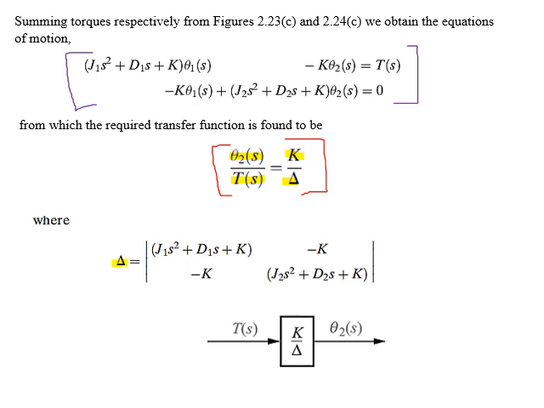This system can be represented in block diagram form, whose input is the externally applied torque T and output is the angular displacement covered by the system, where the transfer function is represented by K over Δ, and Δ has a predefined form given in the slide.